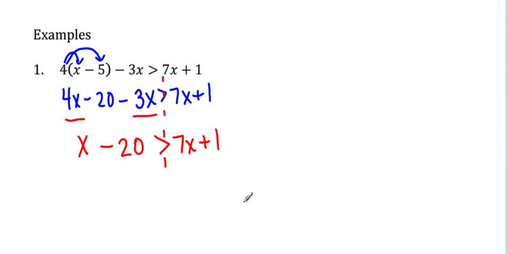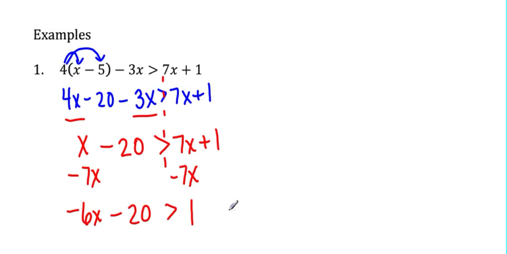So now I have to get variables to one side, and most of you are used to moving it to the right. So what I would do here is subtract 7x. Over here, this would go to 0, so I would have 1. I subtracted 7x, and I didn't multiply or divide, so we're good there. x minus 7x is negative 6x, and then negative 20 comes down.